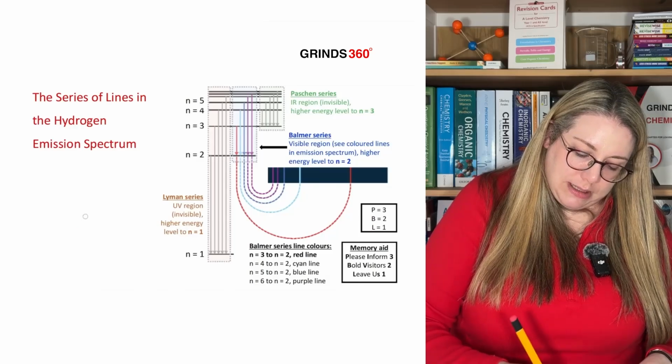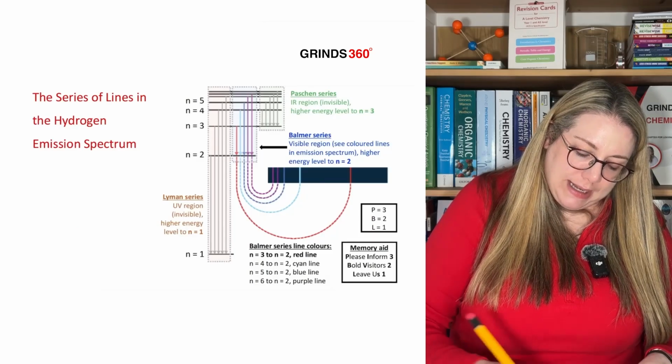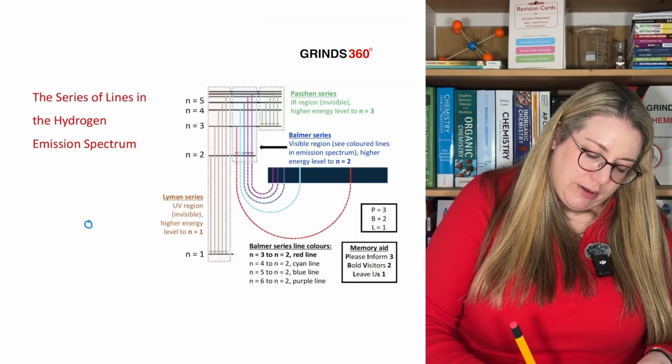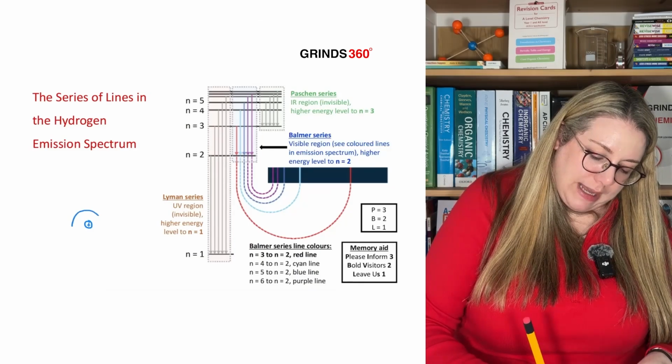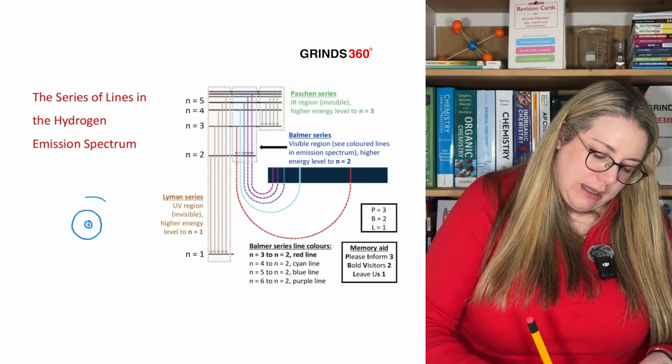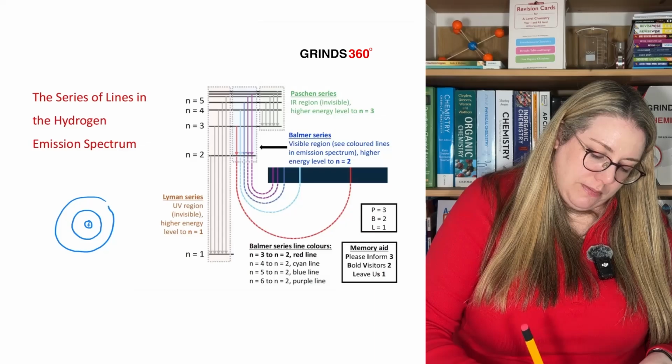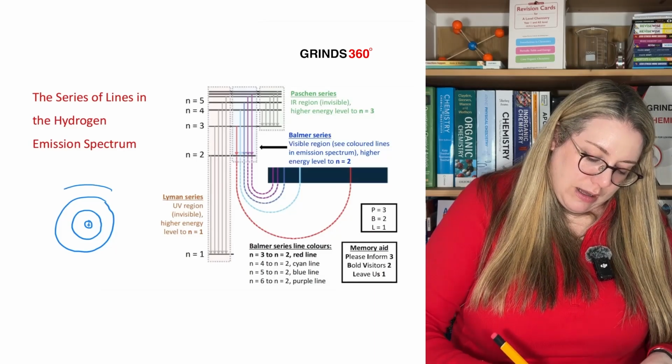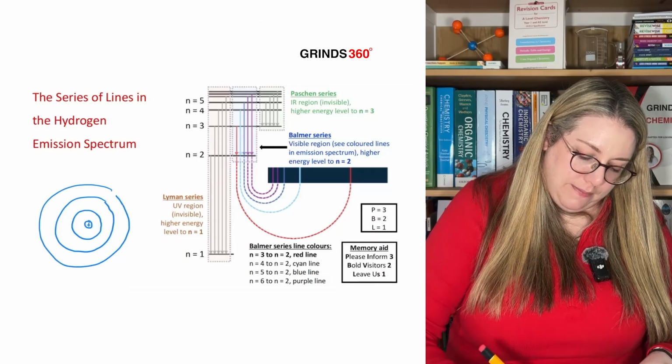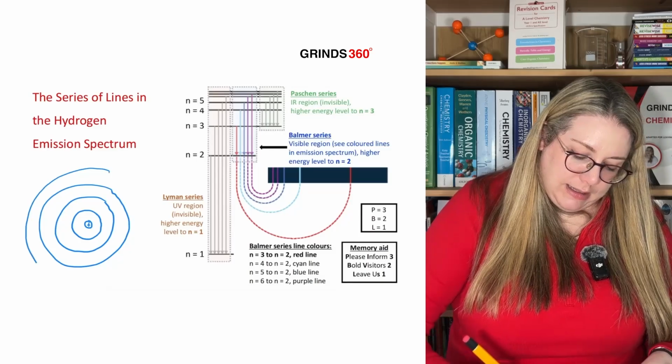Apologies, I didn't realize I was still on the highlighter. What that is this. You have your nucleus in the middle. You have n = 1, n = 2, n = 3, and n = 4.